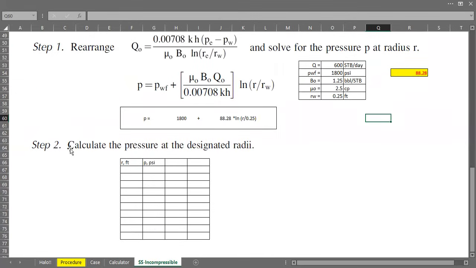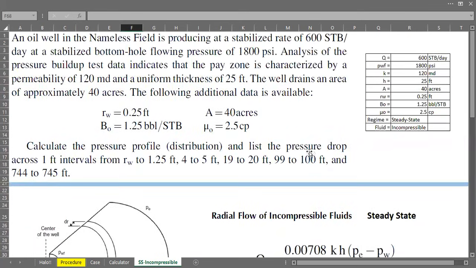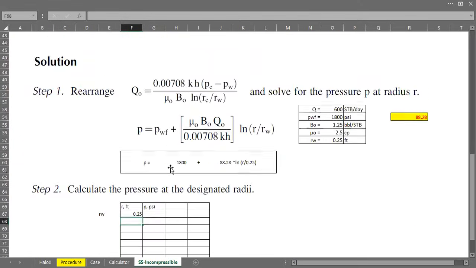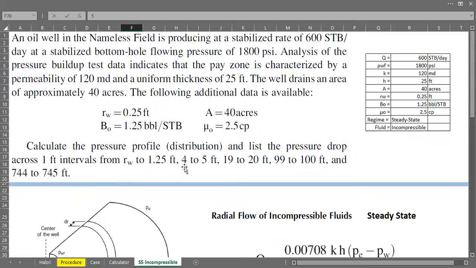So now the next step is we will create the pressure distribution or pressure profile. And we start from wellbore radius, 0.25, and then plus 1 feet, because here it says that we need to create pressure profile and list the pressure drop across 1 feet interval. So this one plus 1, okay, 1.25, and then for 5, right? 4, 5, 19, 20, 99, 100, 744, and 745.